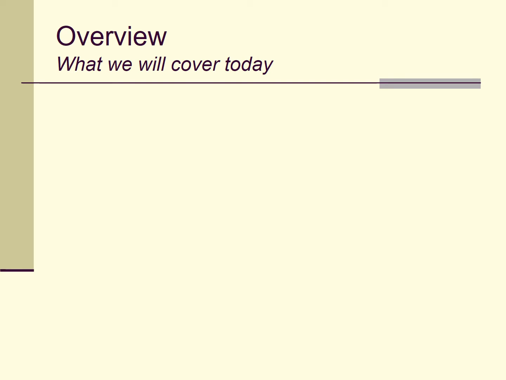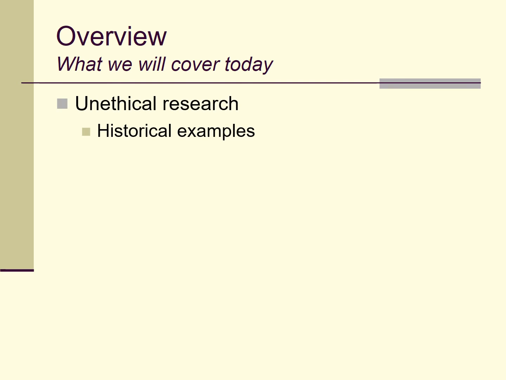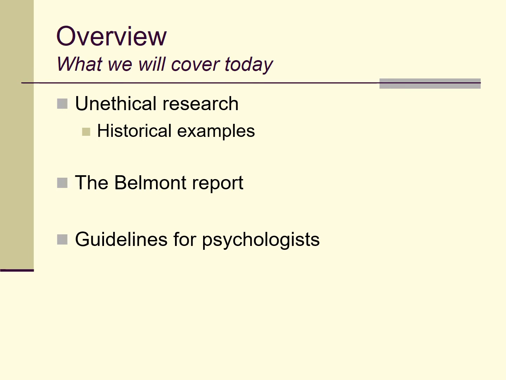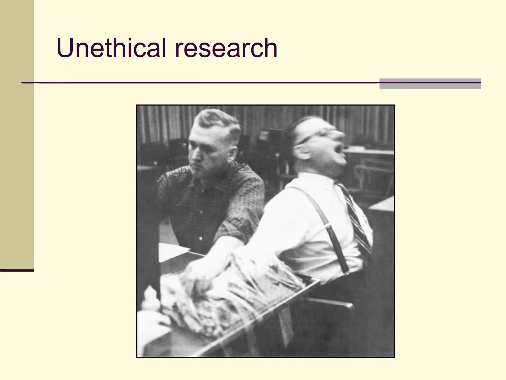So by way of an overview, I'm going to start by talking a little bit about some historical examples of unethical research. Then I'm going to talk a little bit about the Belmont Report, and then really spend most of the lecture talking about guidelines for psychologists, ethical guidelines that is, and especially those that apply to testing and assessment. So first off, some unethical research.